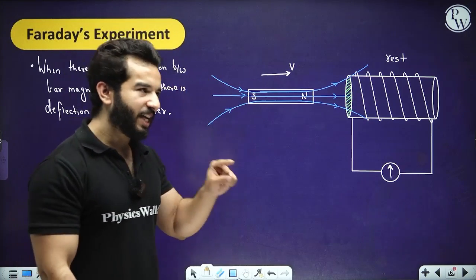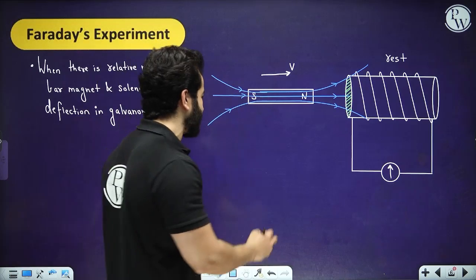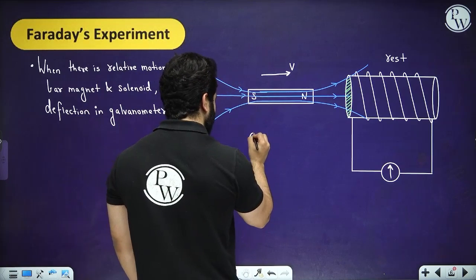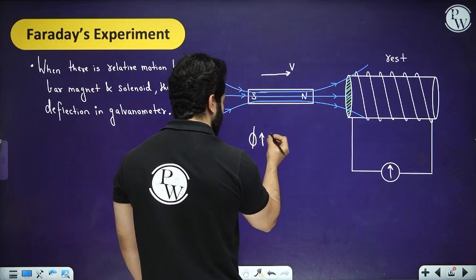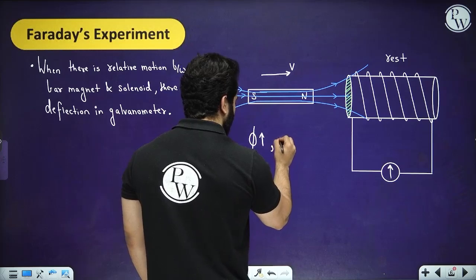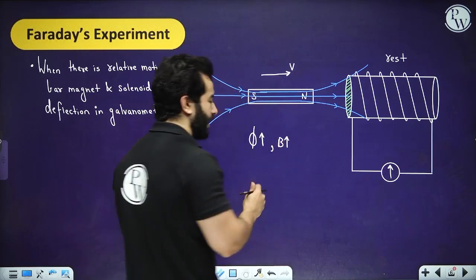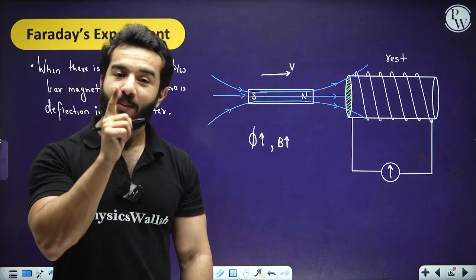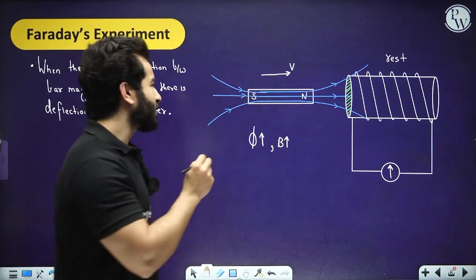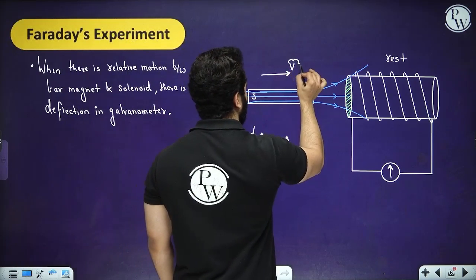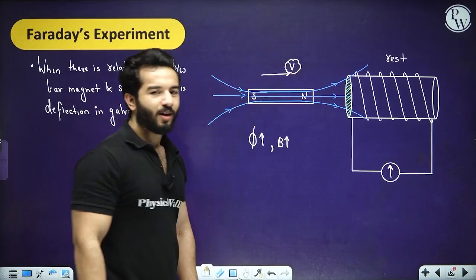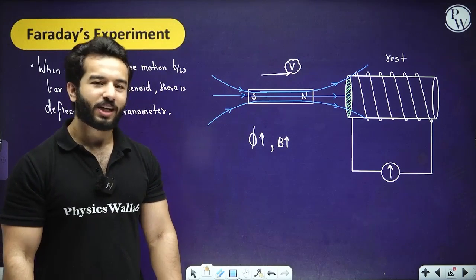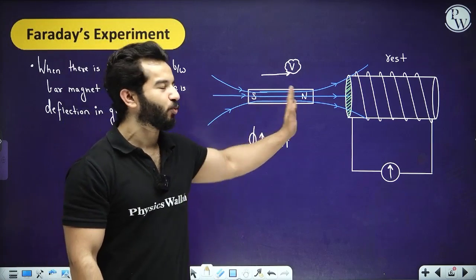That means the change is definitely that magnetic flux is increasing, and this is increasing because a greater intensity of magnetic field lines is now crossing it. But what is the main cause of it? The main cause is that we have given some velocity to this bar magnet. So what will the induced current do? Induced current will not want this bar magnet to come close.